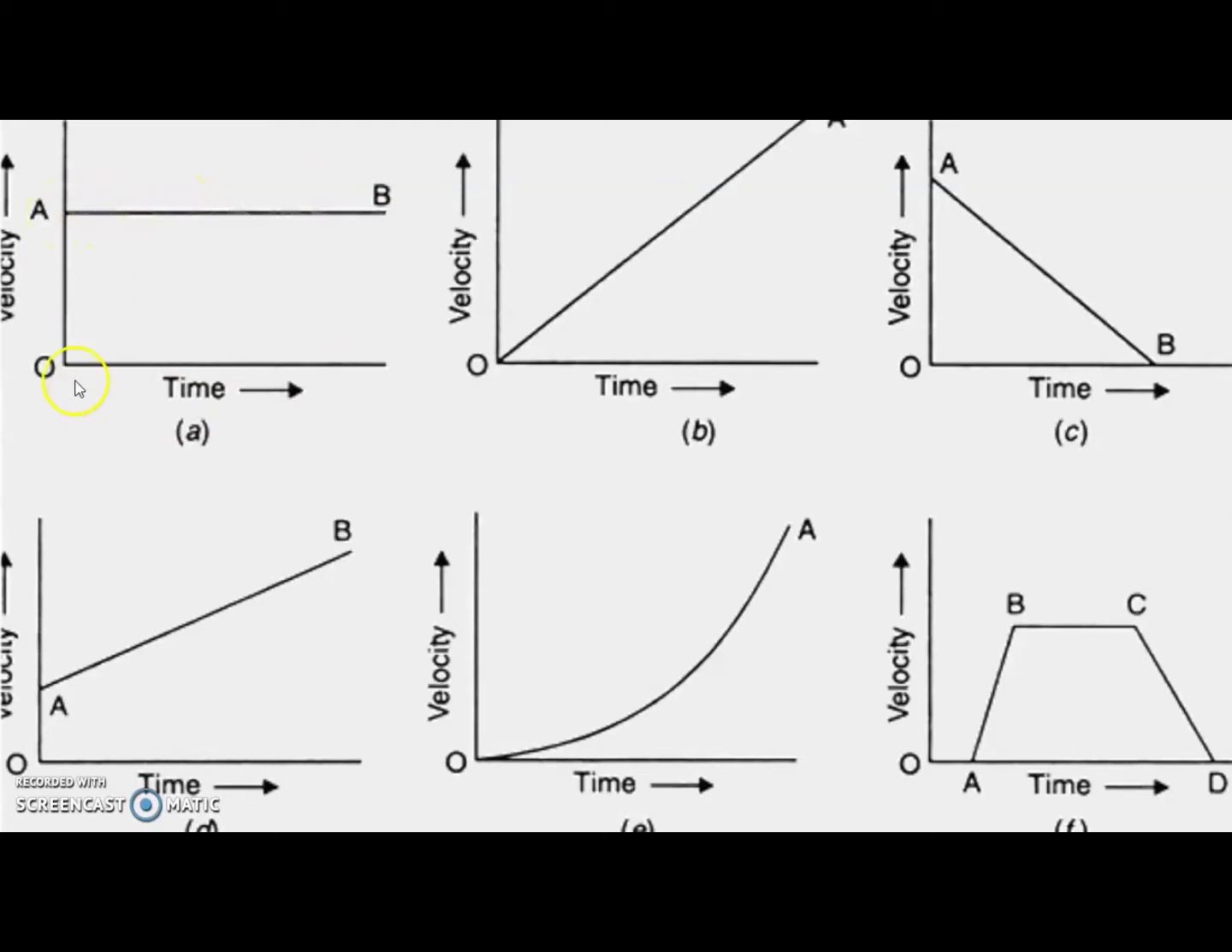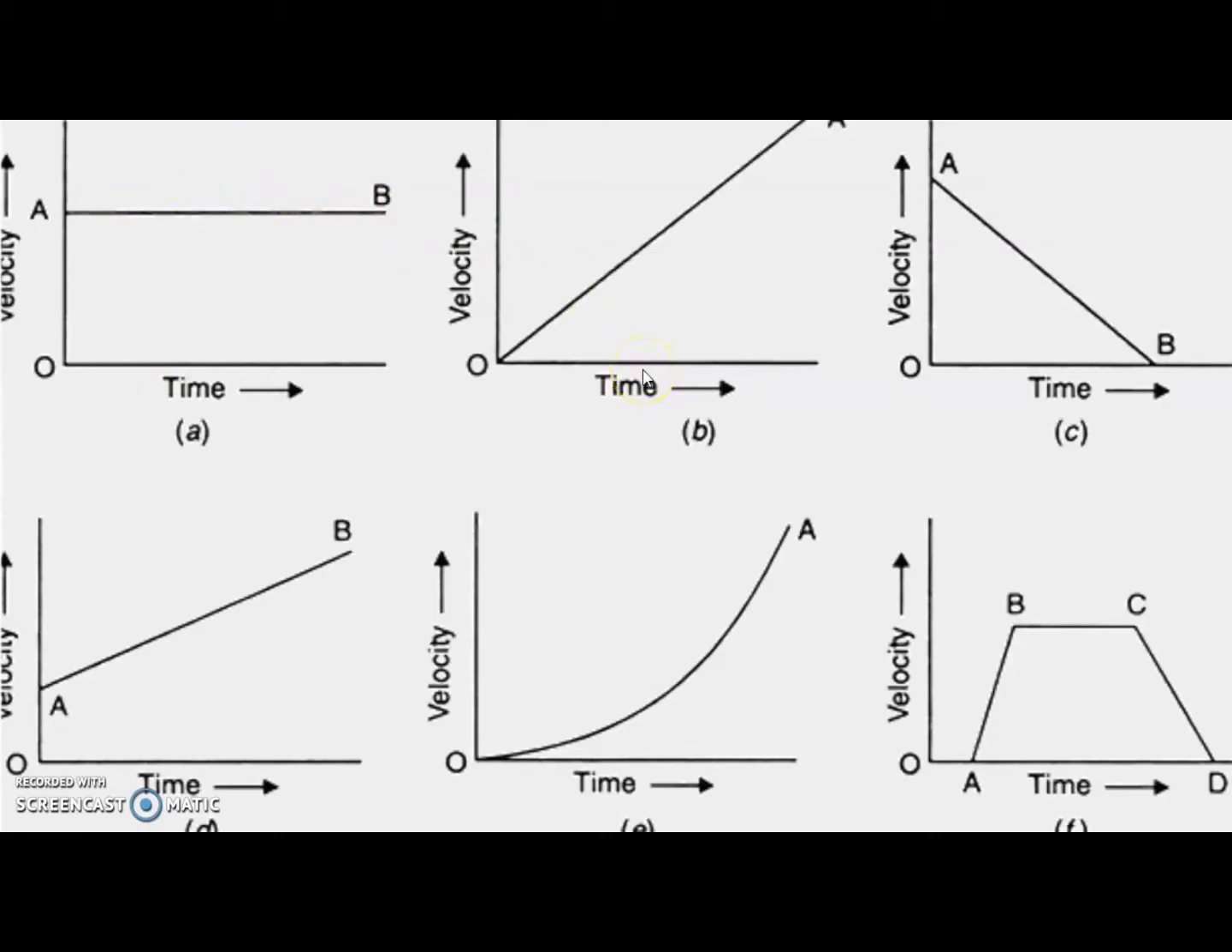If this line had been down at 0, then that would mean that the object wasn't moving. A speed of 0 means the object's not moving, but the object does have some speed. It's just that the speed is not changing. So graph A is constant speed.